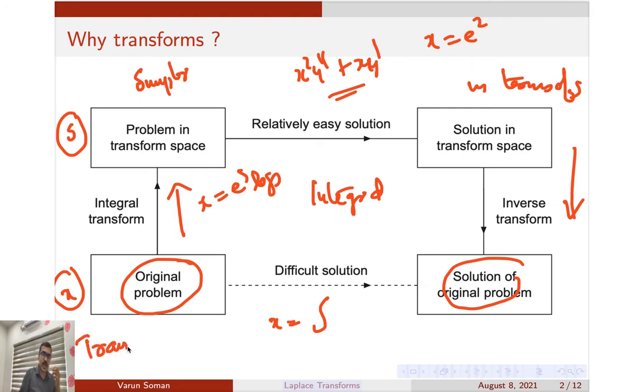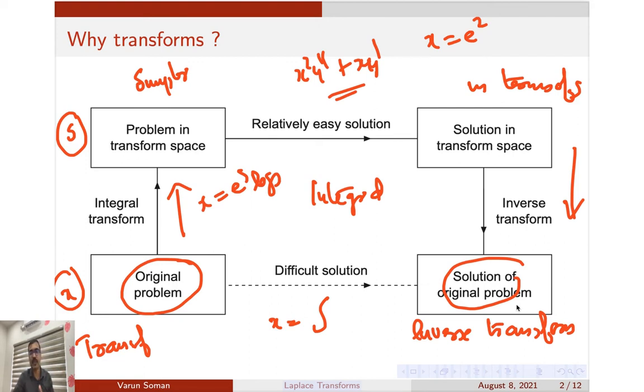So once you know what a transform is, you should also know how to get back. Once you know how to take a transform, you should also want to know what we mean by an inverse transform. So these two concepts you will be studying, and also how to convert some equations to Laplace transform, how to solve them there, and how to take back the inverse transform.